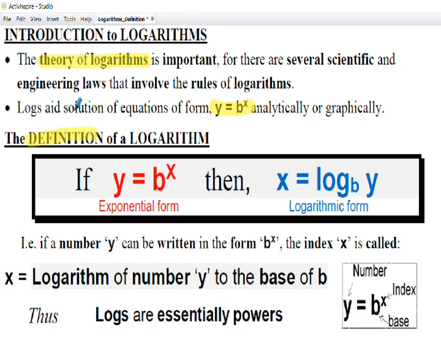The definition of a logarithm is given as follows: y equals b to the x, which is called the exponential form, can be written in logarithmic form as x is equal to log to the base b of y. So if a number y is written in the form b to the x, x is called the index. x is also called the logarithm of the number y to the base of b. Logs are essentially powers, and you'll see that in the presentation we're going to review.